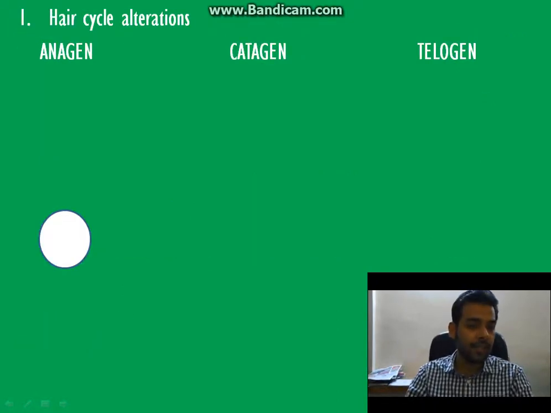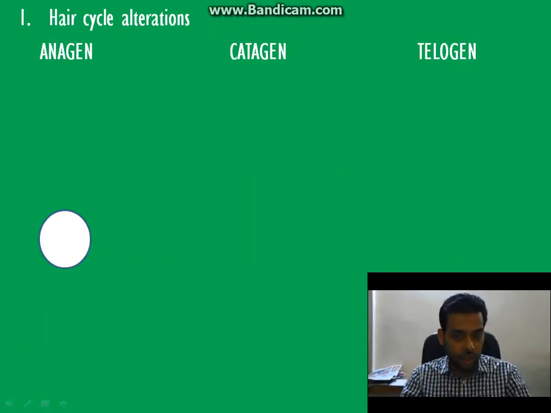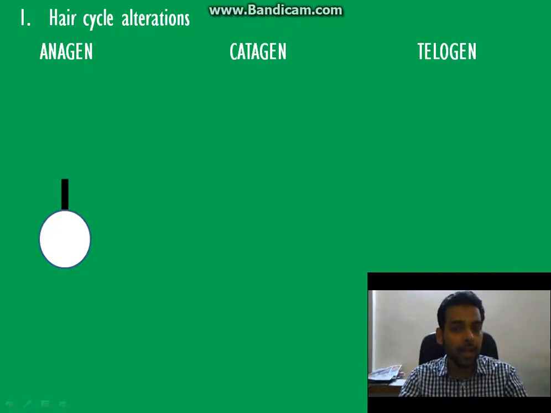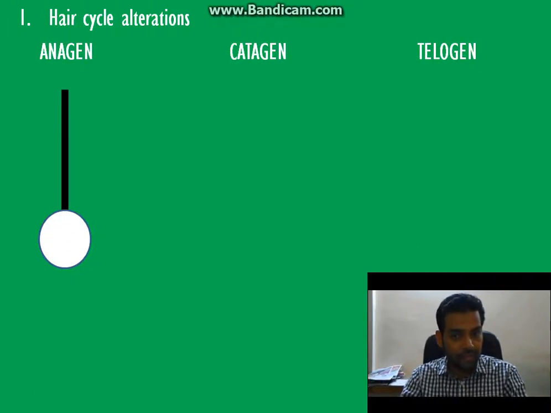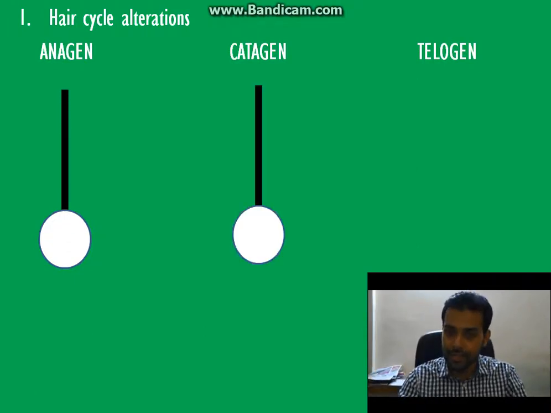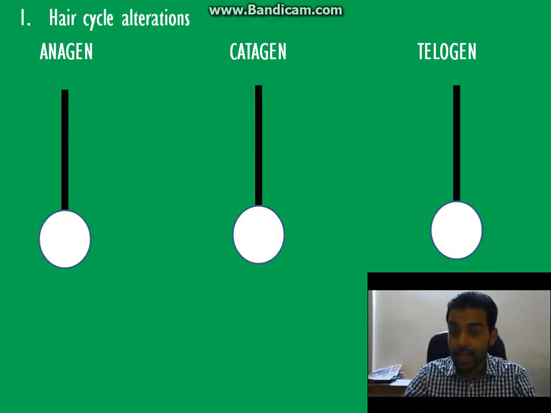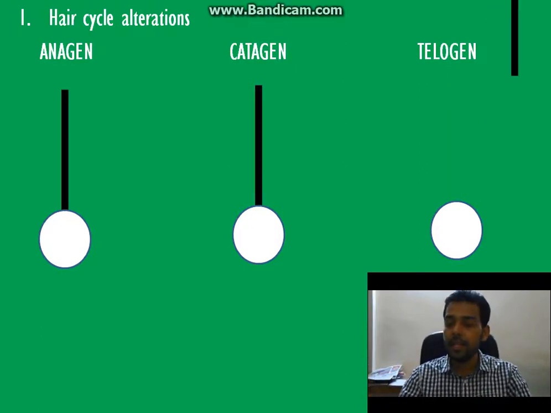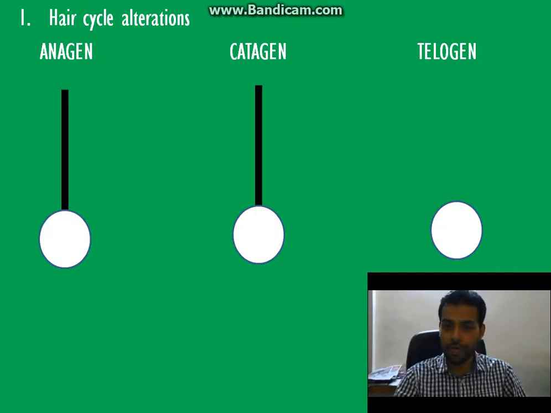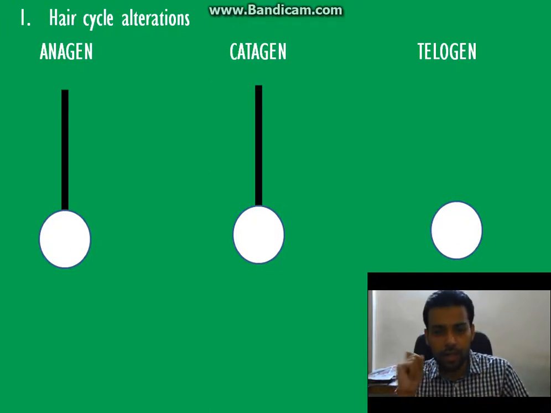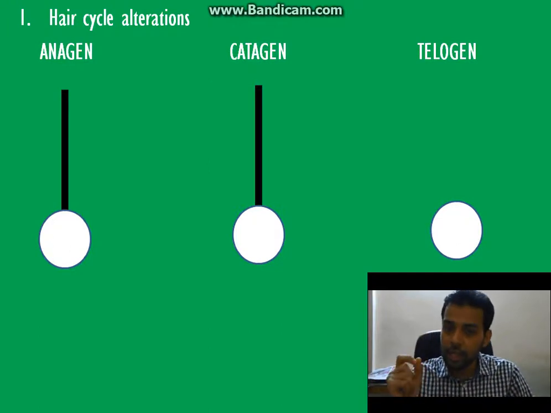A normal hair cycle consists of three phases. The anagen, which is the growth phase. In this phase, the hair increases in length and diameter. The catagen, which is the transition phase, and the telogen, which is the resting phase. After this phase, the hair is shed. So, in your normal scalp hair, most of the hairs are in the anagen phase, the growing phase, and only very few hairs are in the telogen phase, which are shed daily.